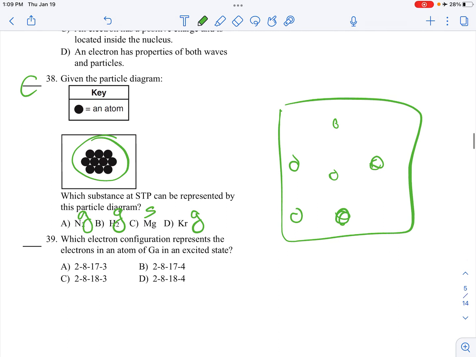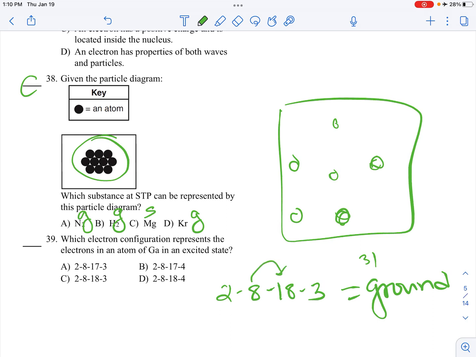An excited state of gallium. So if I look for gallium, it says on periodic table 2, 8, 18, 3. Oh, that's my answer. False, because this is ground state. So this has 31 electrons in this order. We still want 31 electrons, but we just want a shift. So maybe somebody from here jumps here. Or maybe somebody from here jumps up here.